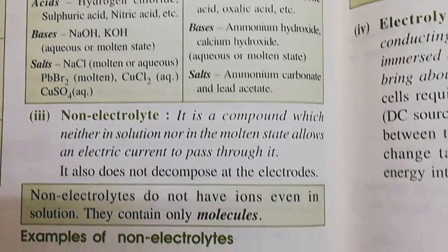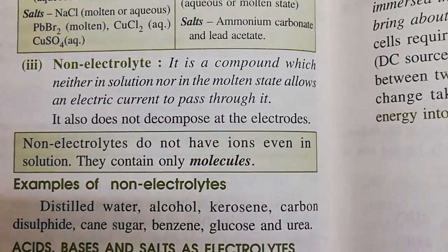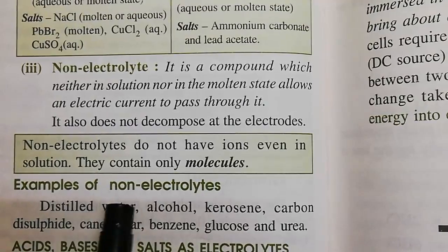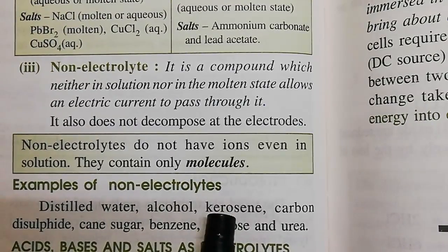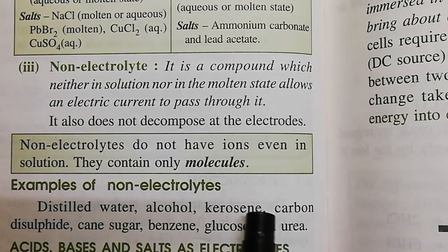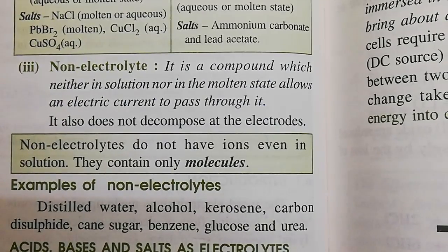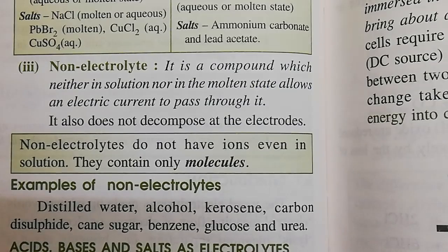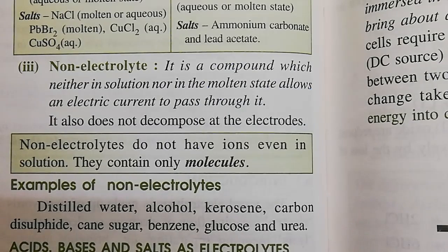Now there are many non-electrolytes, and you have to know the names of all these: distilled water, alcohol, kerosene, carbon disulfide, cane sugar, benzene, glucose, urea. They are all covalent compounds and have no tendency to ionize in the aqueous or molten state, and they are treated as non-electrolytes.